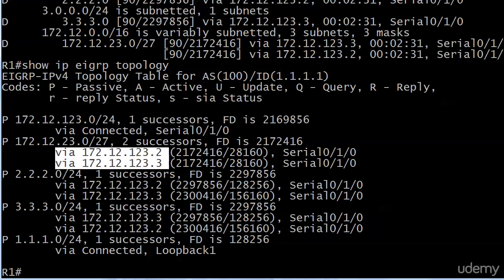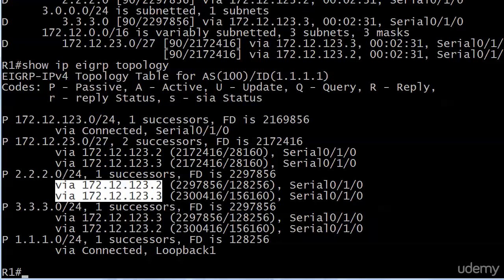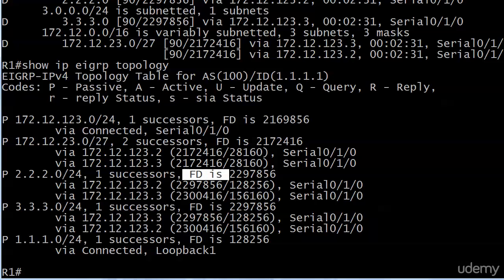And you can see the two next hops are exactly what we think they would be. Now, as far as the paths to router 2's loopback are concerned, we see one successor, but we see two paths. So which is which? Well, this FD stands for feasible distance, and we're going to be talking about feasible distance and advertised distance quite a bit still coming up in this section. But I just want you to notice right now: just look at this value, FD is 229.7856. Just look at that value when you want to identify your successor, and the one that has that exact same value first, that is going to be your successor route.